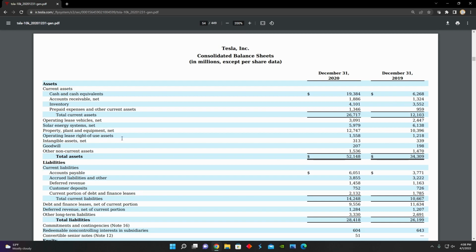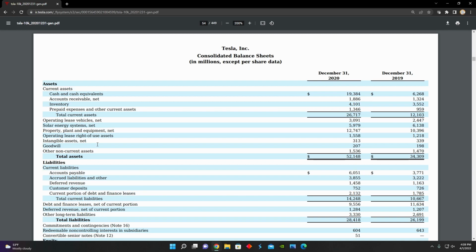Operating lease right of use assets is pretty similar to operating lease vehicles. So it's basically the same thing, just the amount of capital that they spent on these leased assets minus the depreciation moving forward. And then intangible assets net.